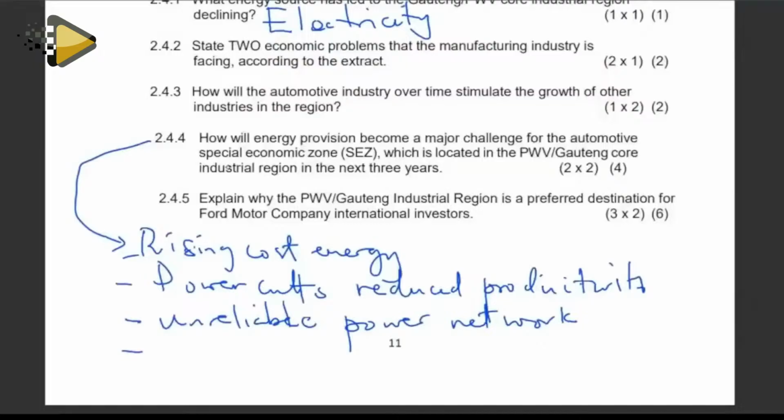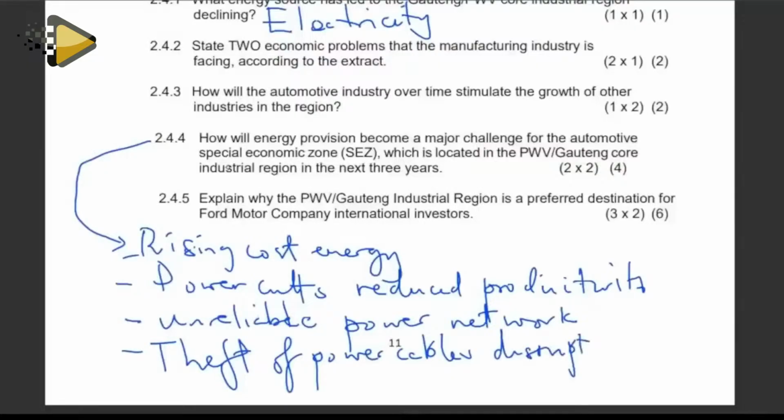And also because of power cuts, we can have a factor further promoting the power cuts: theft of power cables. Theft of power cables will disrupt power provision. This is going to worsen the situation. Because of the power cuts which are happening, people will take chances to steal the power cables and further worsen the situation. If power cables are stolen during times of power cuts, during times of load shedding, then it's going to worsen the situation.